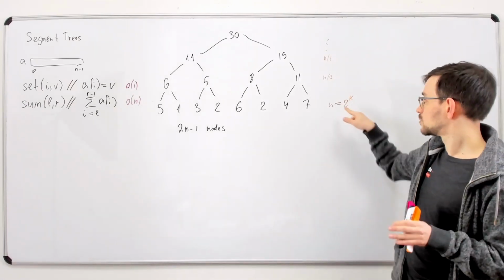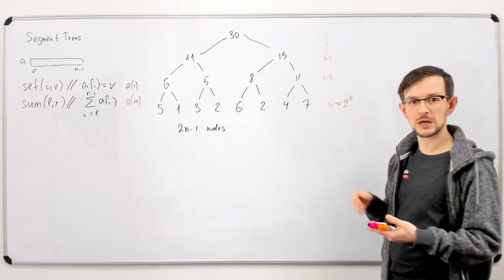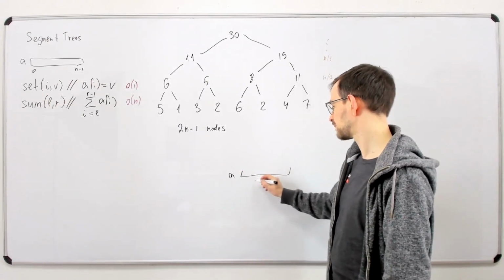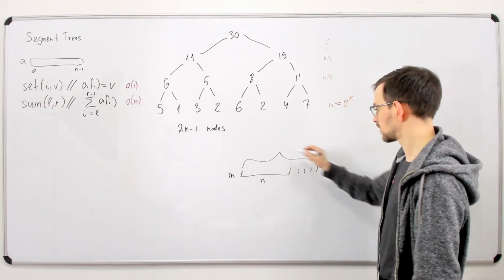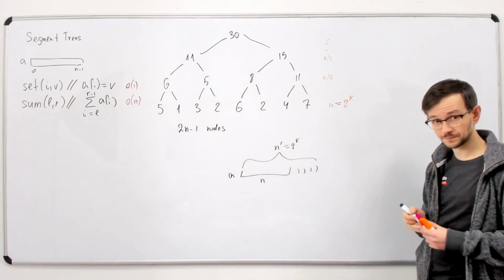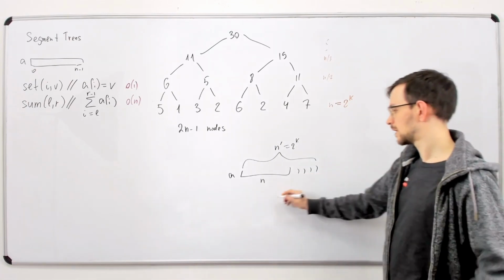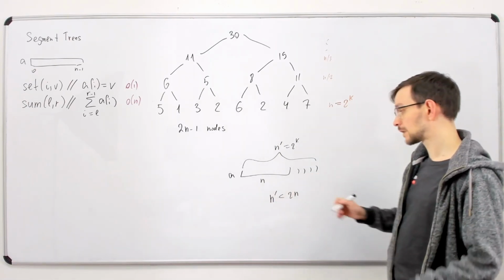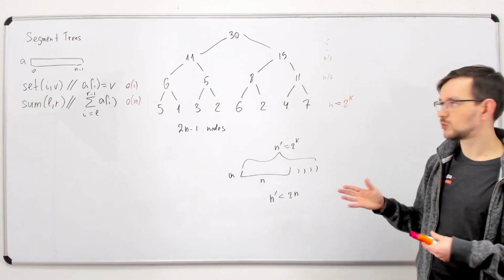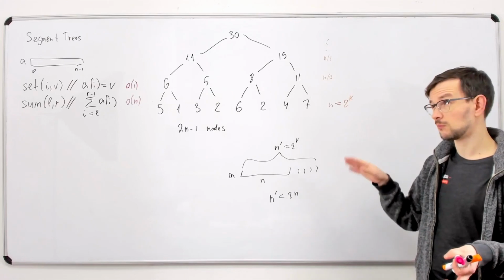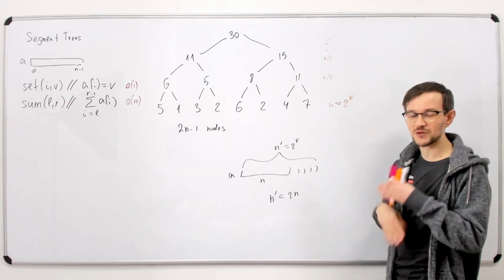Why can I assume that n is equal to a power of 2? Because if n is not a power of 2, I can always extend the array to the closest power of 2. If you have this array A with n elements, you can add some more empty elements such that the total length will be a power of 2. The number of these additional elements will be no more than n, so this new n will be less than 2n. So the total number of elements will increase at most twice, and it will not affect the asymptotics. We will talk only about asymptotics today, mostly.